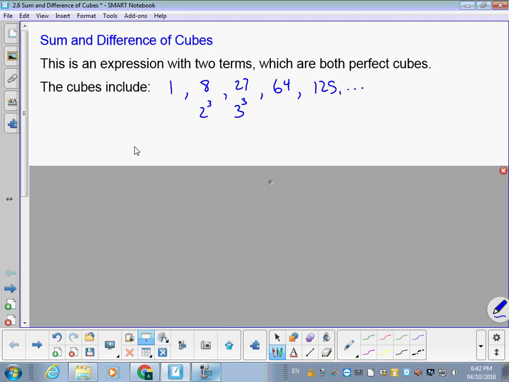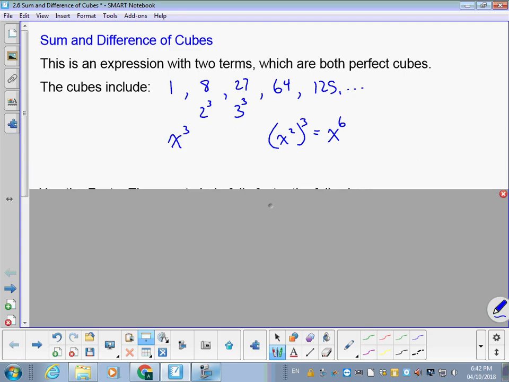In terms of letters, the obvious cube is something like x cubed. But as long as it can be written as something cubed, it is a perfect cube. For example, x squared cubed, which comes out as x to the 6th, is actually a perfect cube. Now, we don't do a lot of those, but just be aware that they're out there. There's more than just x cubed that is a letter that's a perfect cube.